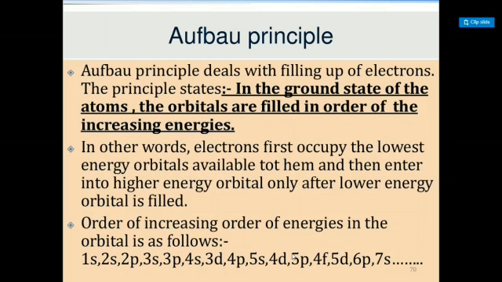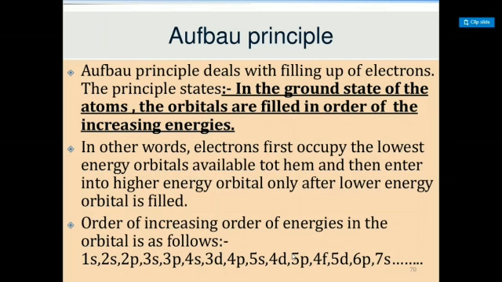It explains how electrons are built up in any atom, the filling of electrons. According to this principle, in the ground state of the atoms, the orbitals are filled in order of increasing energies. In other words, electrons first occupy the lowest energy orbitals available to them and then enter into higher energy orbitals only after the lower energy orbital is filled. First, electron enters in the lower energy level, then it moves towards the higher energy level.